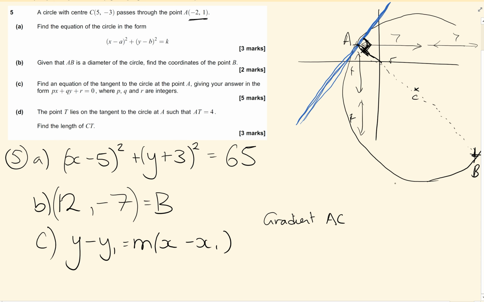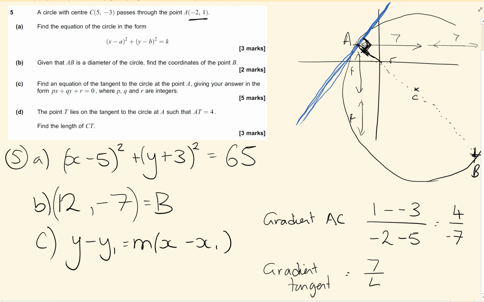So the gradient, change in y divided by change in x. So let's go A to C. So 1 minus minus 3 divided by the change in x. So starting at A, minus 2 minus 5. So that gives me 4 on the top and minus 7 on the bottom. So that's my gradient of AC. Then I want the gradient of the tangent. So that is the negative reciprocal of this number. So that is going to be 7/4. So the minus is forgotten about, if you like, and the fraction is flipped over.